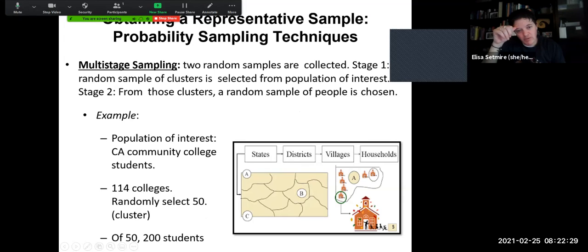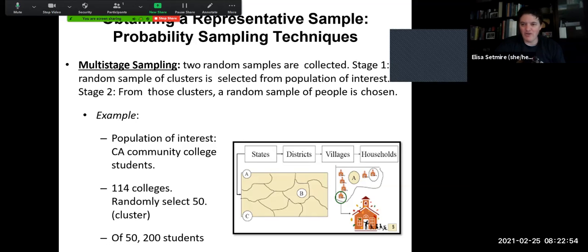Stage 1, the random sample of clusters is selected from the population of interest. And then in stage 2, we select a random sample of people from those clusters. So we're taking the cluster sample idea and we're trimming it down even more. Same idea: if we had California community college students, we randomly select 50 clusters. And then at each one of those 50 colleges, we ask 200 people that we selected at random.